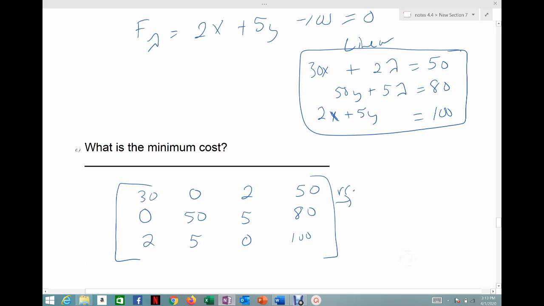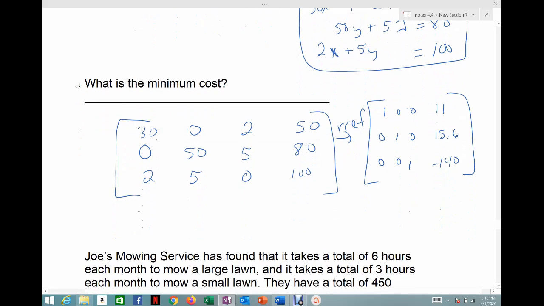Alright, then we row reduce to echelon form, and we're going to get some fractions, which is why we have to keep in mind that constraint equation. Alright, so 11, 15.6, and negative 140. So what we get here is our x value was 11, our y value was 15.6. We did find lambda. Again, we're not going to do anything with it. We're going to deal with our x and y.